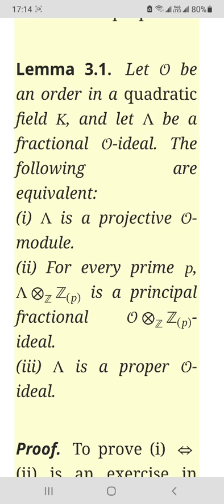So it means that a fractional O ideal can be viewed as an O-module if lambda is a proper O ideal. So when lambda is a proper O ideal, then lambda is a projective O-module. And second, for every prime p, lambda tensor Z_p is a principal fractional O tensor Z_p ideal.